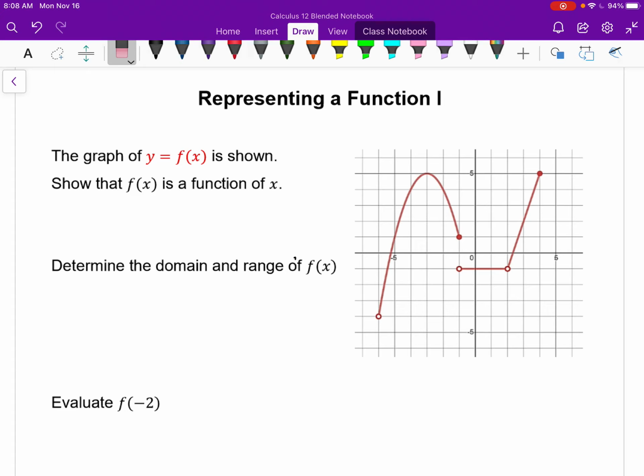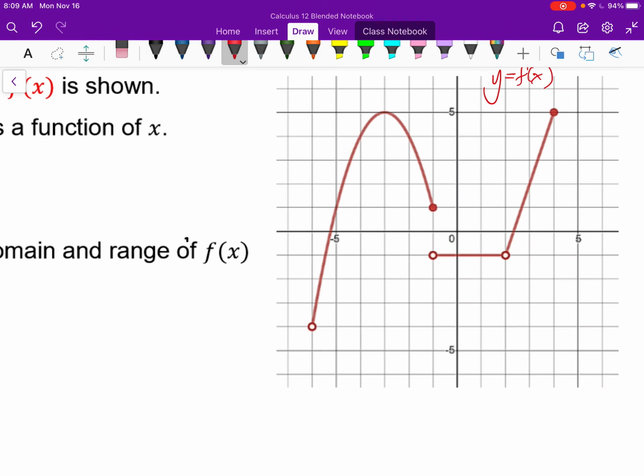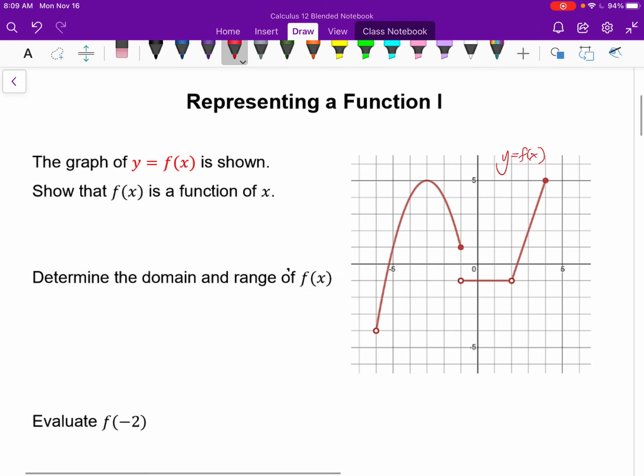What I have here is a function, and it's a graph of y equals f of x. And so I'll just kind of label it like this. And so I can see this function. It's just been given to you as a graph. First, how can we show that f of x is a function of x? Really means, how can I show that this is a function?